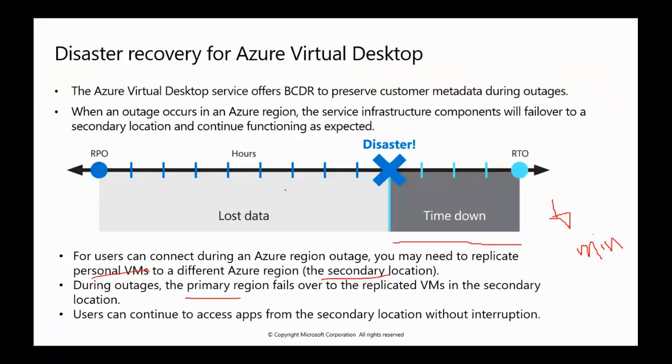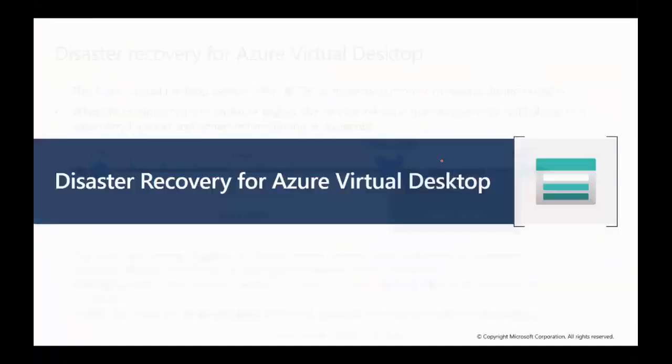This is what I explained in the drawing I did. Users continue to access their application from the secondary without any interruption until the first site comes back into action, and every user will be redirected again to the primary location after that outage or after that disaster is recovered or the resolution is done.